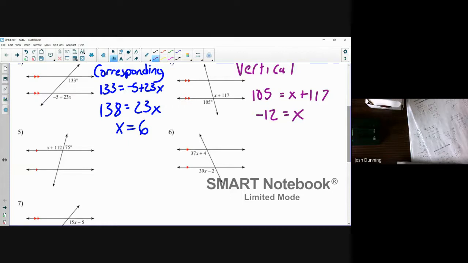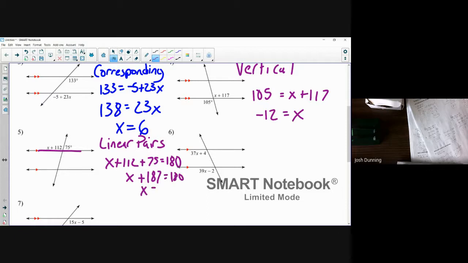On 5, though, these together they form a straight line, and you could probably get away with calling it straight line. Linear pair, though, we didn't do as much of these. So they add up to 180 since they form a straight line. So we'll combine that 112 and the 75 into 187. Subtract your 187, negative 7.